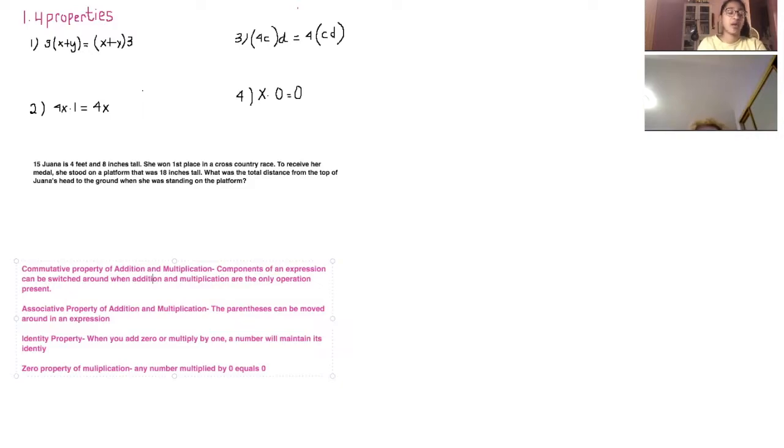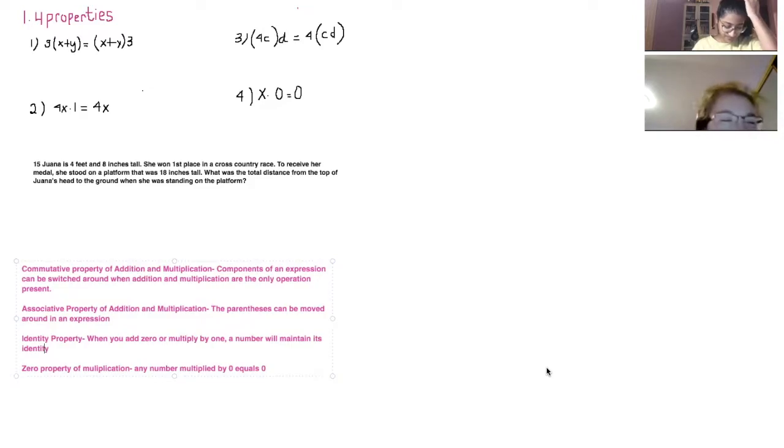The associative property of addition and multiplication is when the parentheses can be moved around within an expression. The identity property is when you add 0 or multiply by 1, a number will maintain its identity. The zero property of multiplication is when any number multiplied by 0 still equals 0. So now we will be doing 4 examples that show all 4 of these properties.